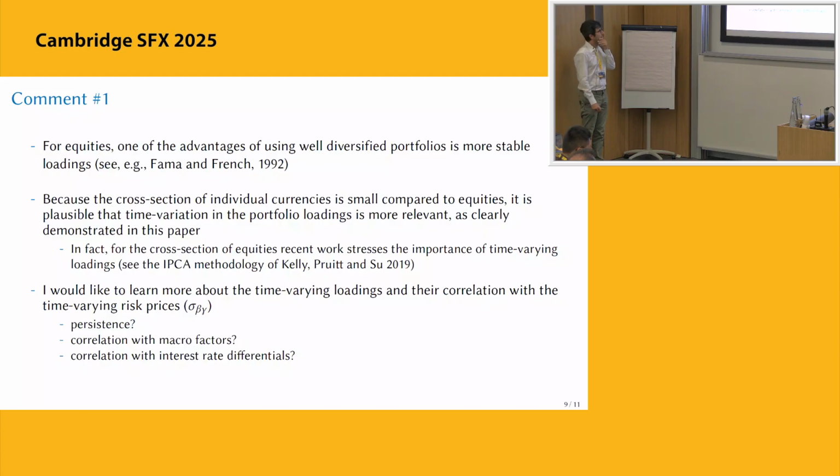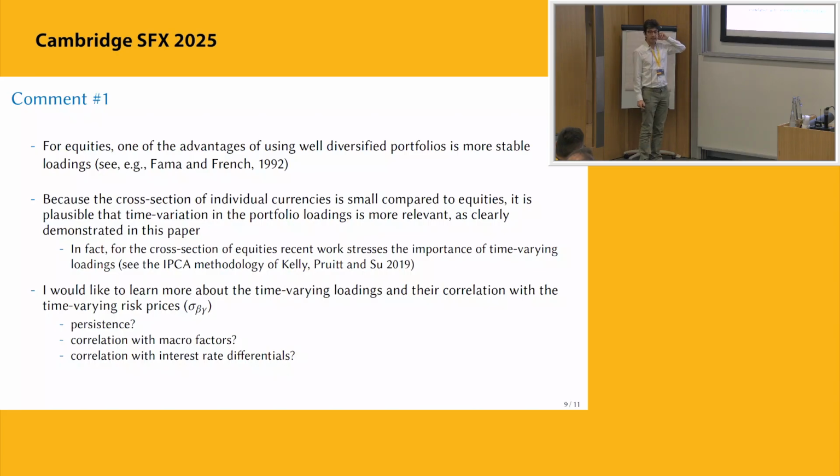Okay? So the first is related to the time-varying betas. For equities, we know that the advantage of using diversified portfolios is that you have more stable loadings, whereas if you use individual equities, you have a lot of variation. This is a comment made by Fama and French in the 1992 paper. Now, the cross-section of currencies, of course, is much smaller than that of equities. So it's very plausible that time variation in the portfolio loadings is more important than for equities at the portfolio level, because you cannot really diversify idiosyncratic risk very well.